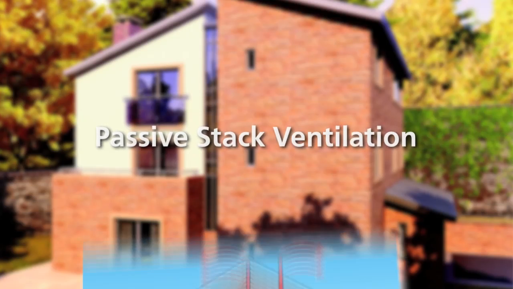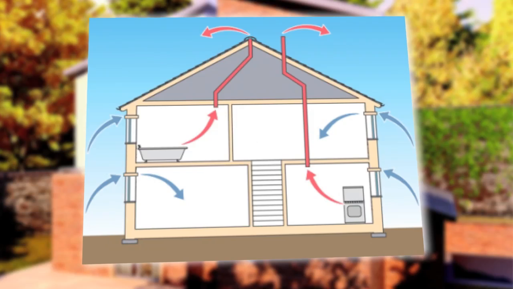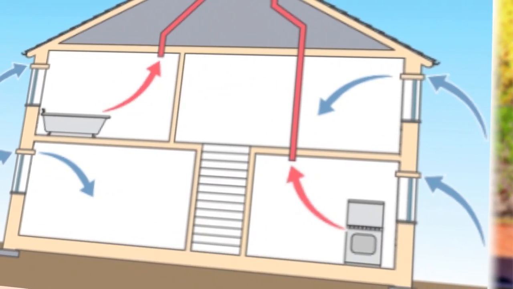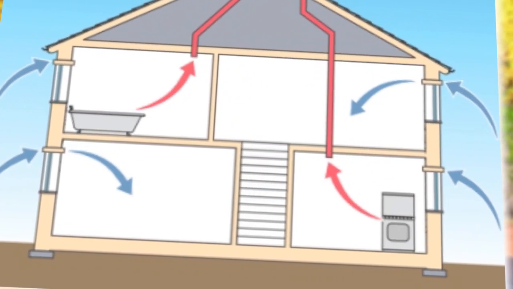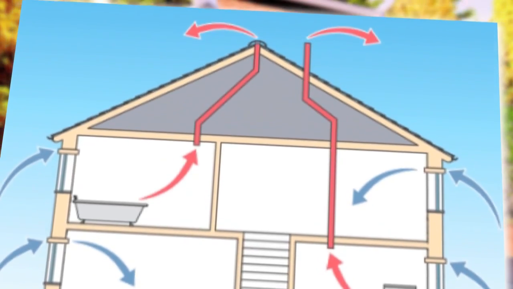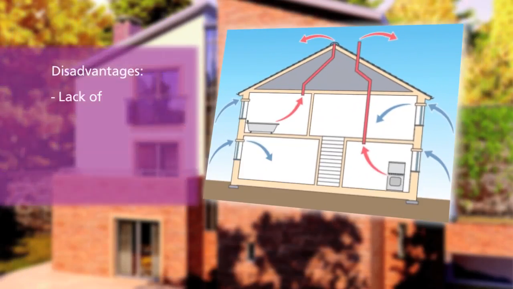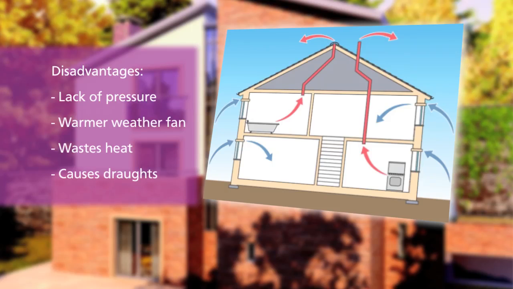Passive stack ventilation avoids using electric fans by employing a stack effect to draw warm air up from wet rooms through ducts. The main disadvantages include the lack of pressure differences affecting airflow, leading to the opening of windows or an additional central fan during warmer weather. This system also wastes heat and may cause drafts.